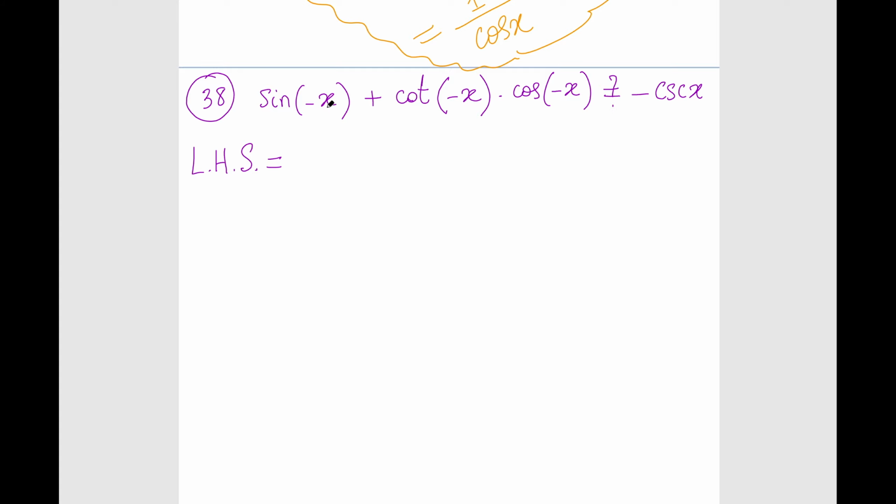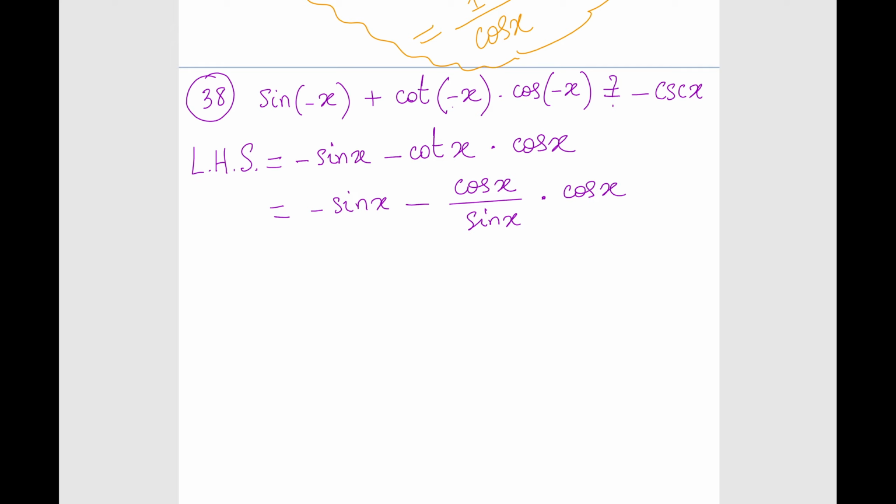So sine of negative x, as we said, is negative sine x, because sine is odd. Cotangent of negative x, we just talked about this. This is negative cotangent of x times cosine of negative x, which is cosine of x. Yes? Okay. And this is equal to negative sine x minus cotangent, and cotangent is cosine divided by sine, times cosine of x, right? The only thing I did here is rewrite cotangent as cosine over sine times this part.